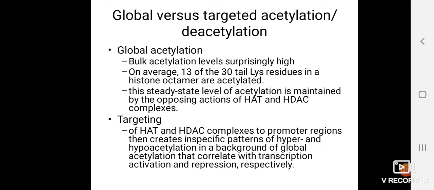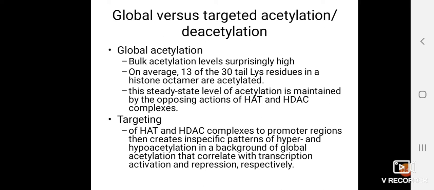There is global versus targeted acetylation and deacetylation. Global acetylation is called bulk acetylation, whereby a large number of core histones get acetylated. It need not be at a particular gene or a particular nucleosome. The acetylation happens over 13 to 30 lysine residues, and this acetylation is maintained by the opposing actions of HAT and HDAC complexes together.